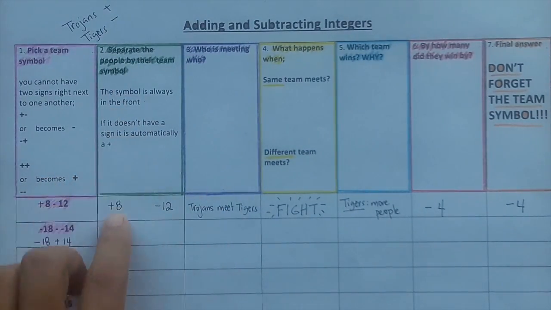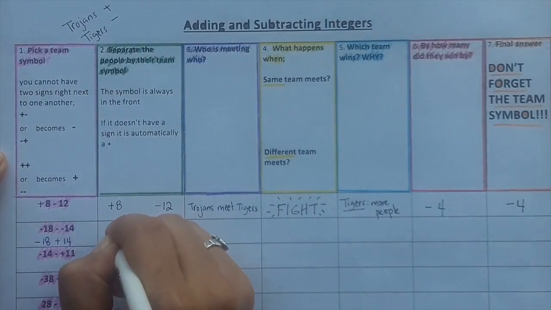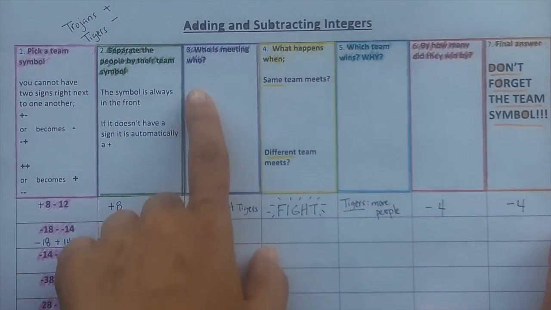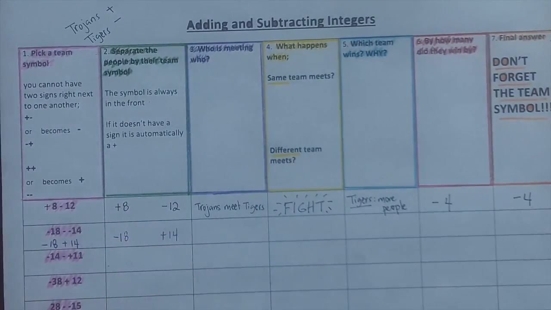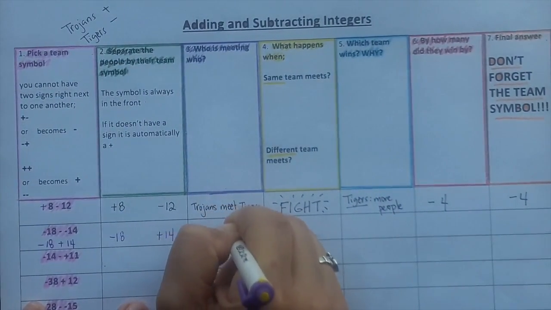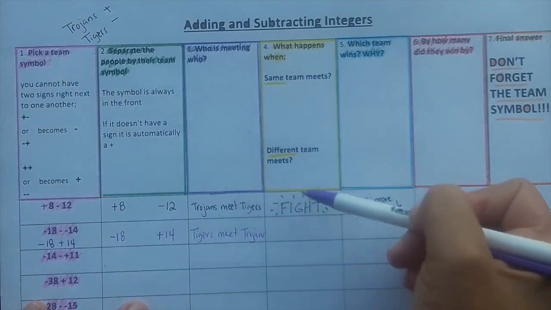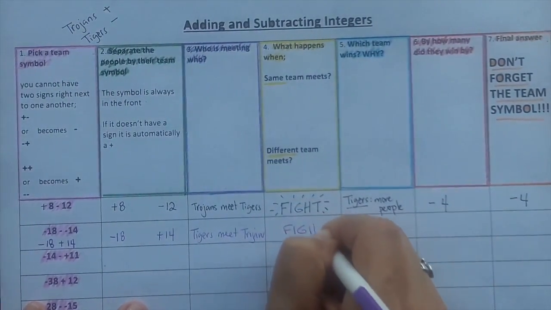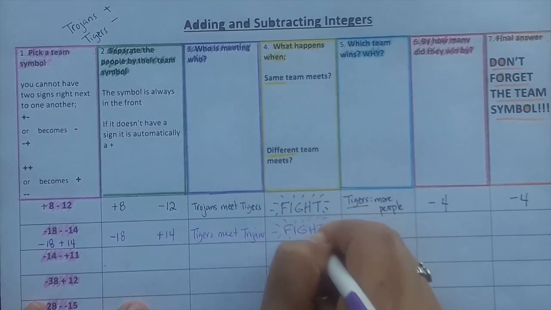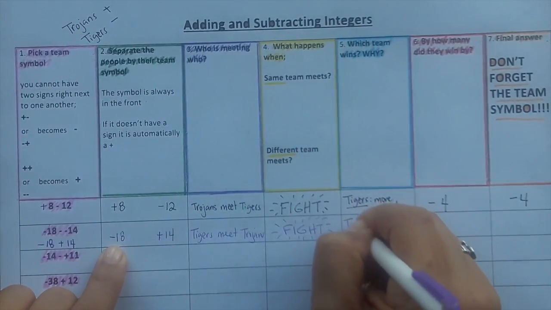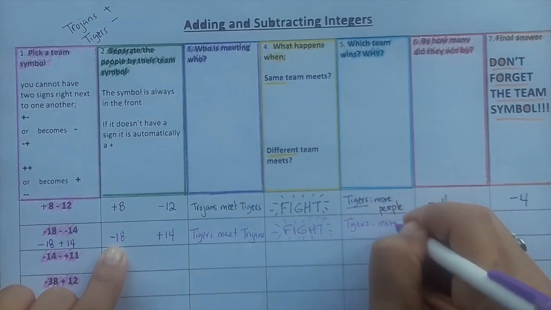Then number 2, separate them by their teams. So you're going to have Tigers, negative 18, meets positive Trojans, 14. Then ask yourself, who's meeting who? Well, the Tigers, negatives, are meeting the Trojans, positives. My next question is, what happens when different team members meet? Again, remember, under where it says different team members meet, you're going to write down fight and kill each other. So who's going to win after this fight?